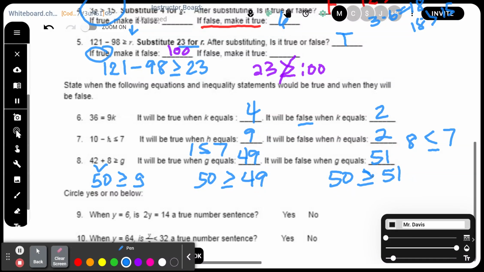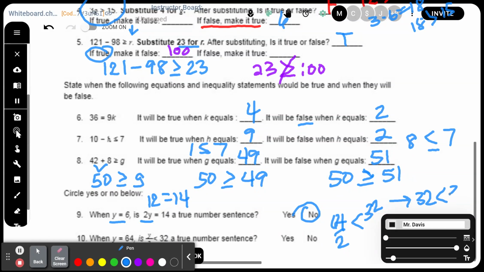Two left. When y equals 6, 2y equals 14, is that a true number sentence? So when y is 6, that means 2 times y, or 2 times 6, is 12. Does 12 equal 14? No. And last but not least, when y equals 64, does 64 over 2, is that less than 32? Well, 64 divided by 2 is 32. So the question is, is 32 less than 32? No, they're equal, but it's not less than, so this is also not true.